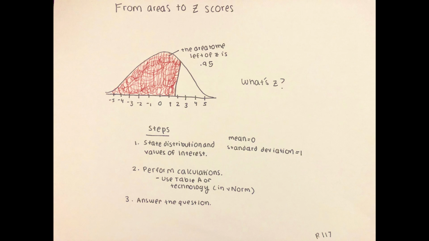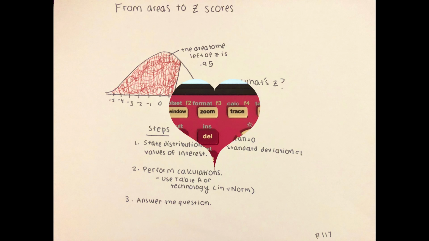For example, what if we're asked to find the 95th percentile of the standard normal curve? In this case, we're looking for the z-score that has 95% of the area to the left, as shown in the figure. There is a 3-step process to doing this. The first step is to state the distribution and the values of interest. You always want to draw a normal curve with the area of interest shaded and the mean, standard deviation, and the unknown boundary value clearly identified. Then you're going to want to perform calculations and make sure to show your work.